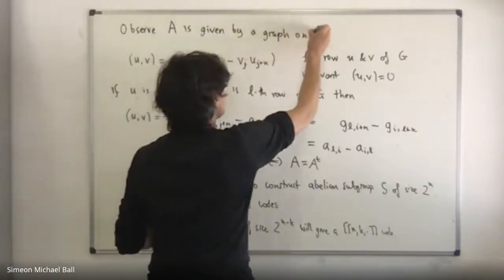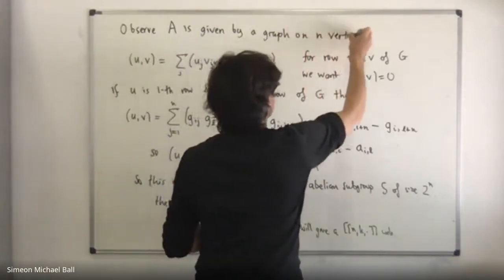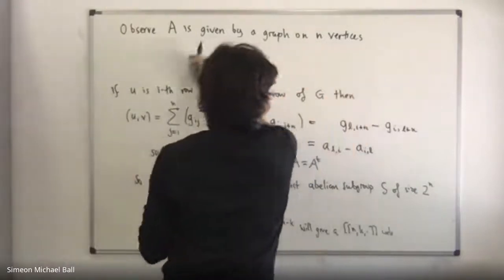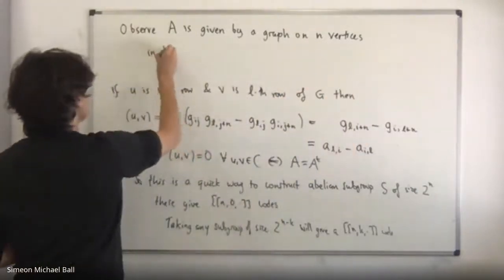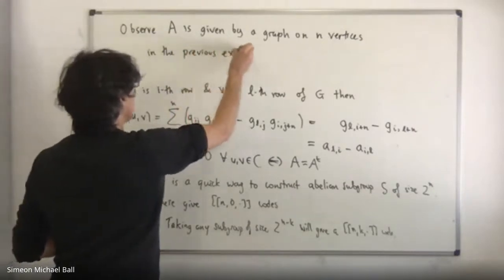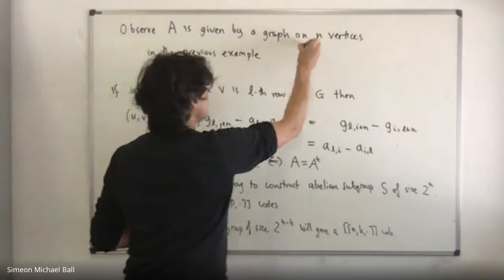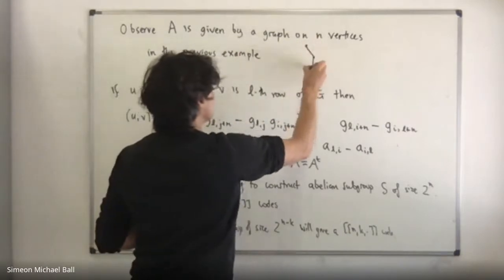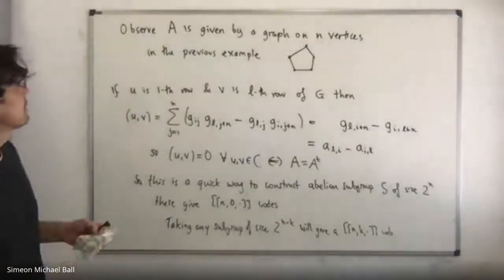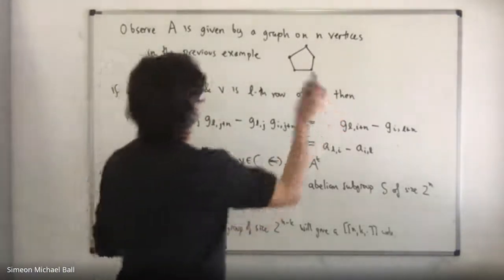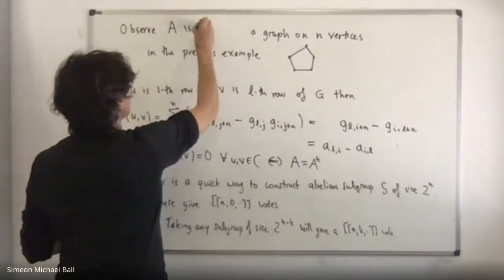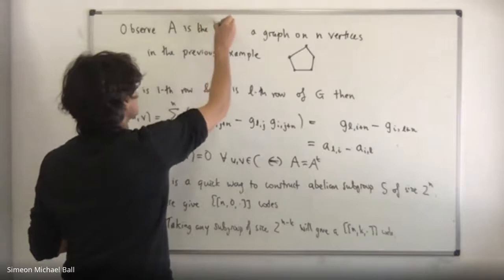On inverse C. And in the previous example, it was simply the cyclic graph on 5 vertices. Okay, so it's just given by the incidence matrix.